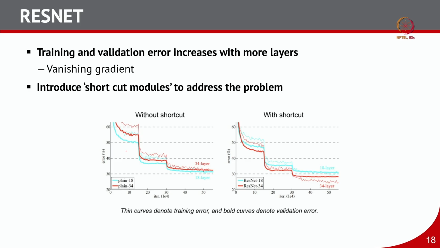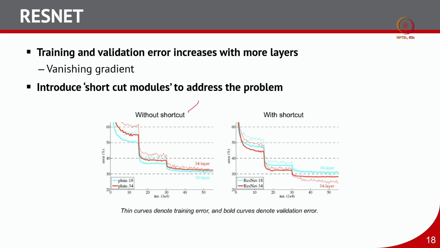The training and validation error actually increases more and more with more layers. So they introduced something called shortcut modules. We will see what those shortcut modules are to address the problem, right. Now there are these two figures comparing the error during training for the without-shortcut and with-shortcut cases.